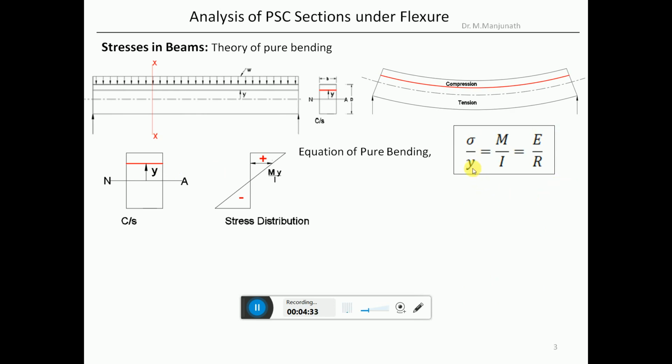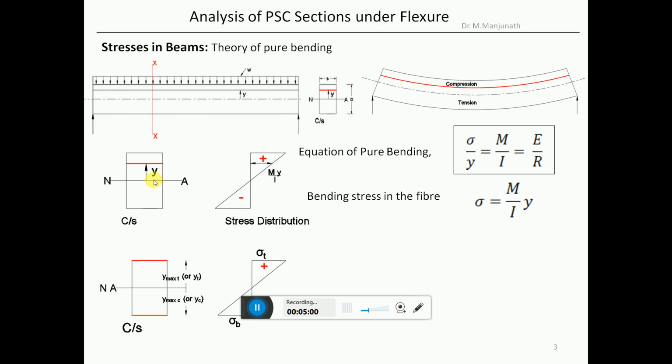So using the first two ratios here with usual notations, the bending stress in this particular fiber is given by this expression. M is the bending moment at the section, I is the moment of inertia of the cross section about the neutral axis or centroidal axis, and y is the distance of the fiber from the centroidal axis.